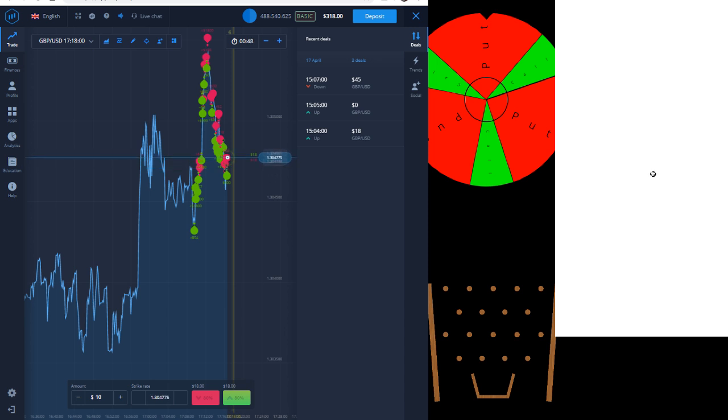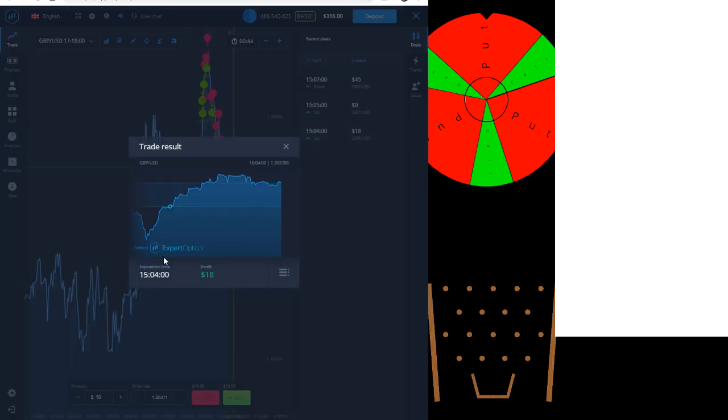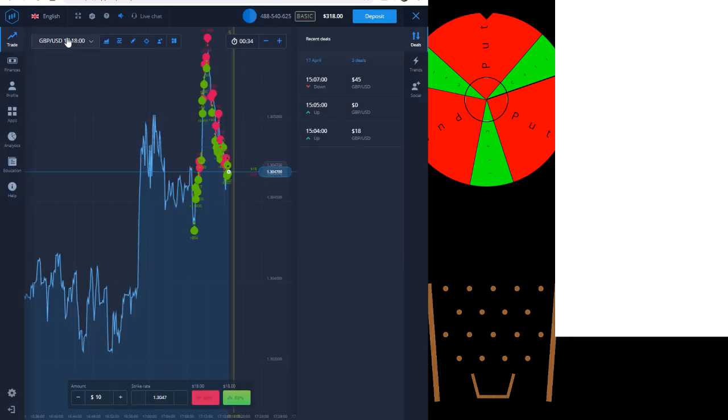So what I did, a first trade for $10, you can see here. And then I got $18 back. So a gain of $8 in 1 minute. I'm doing a 1 minute interval using GBP and USD live trading.